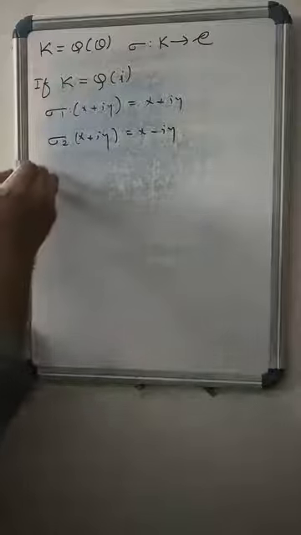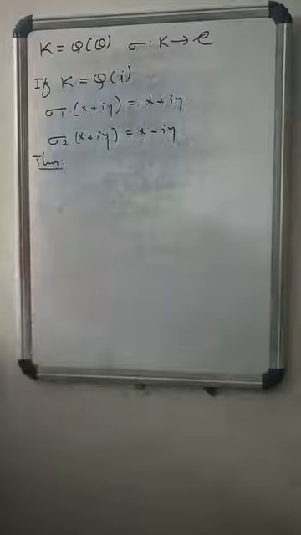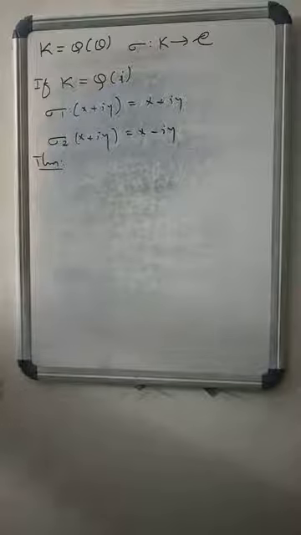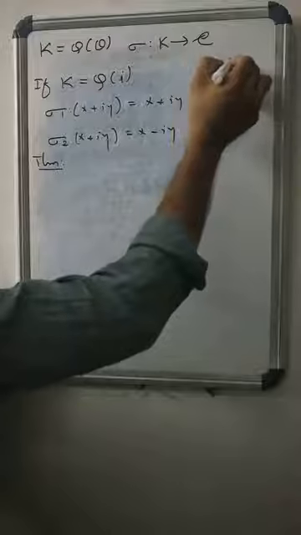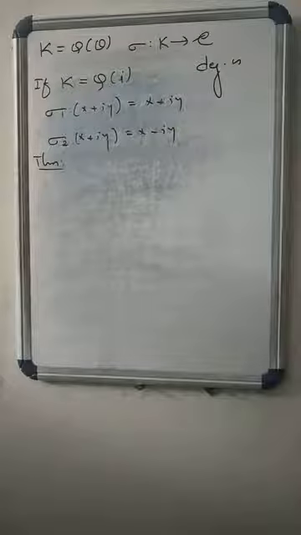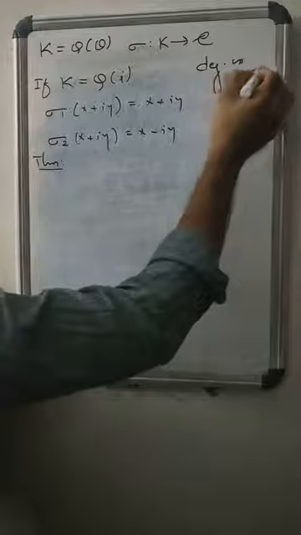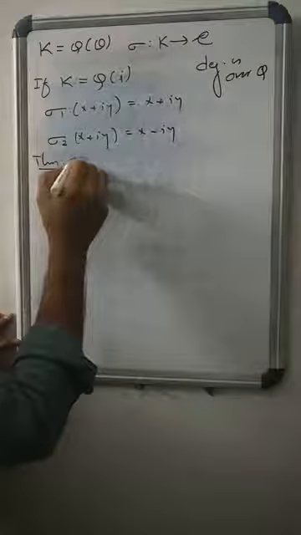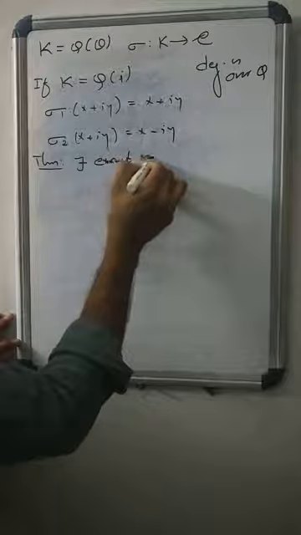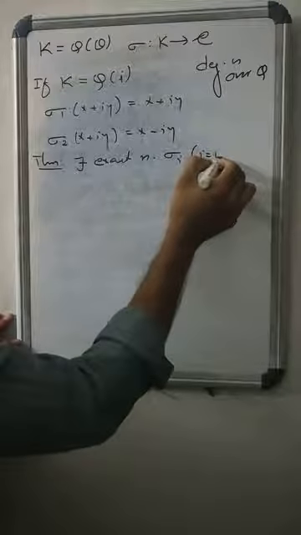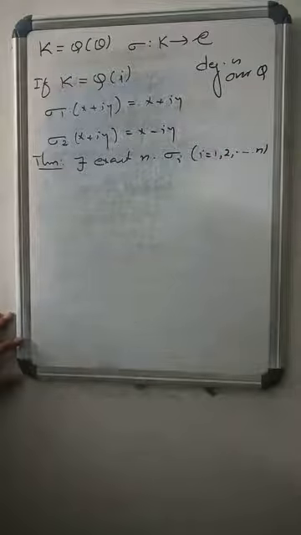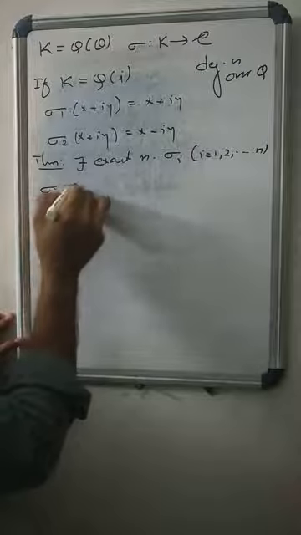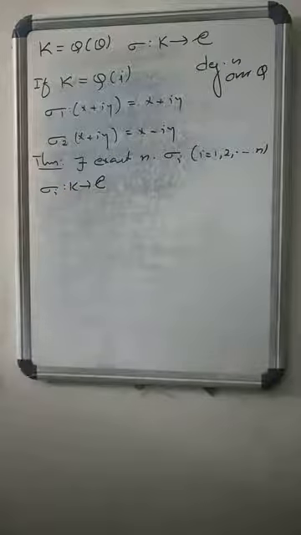Okay. Now let us consider a result. The theorem states that if K equals Q(theta) is a number field of degree n over Q, then there exist exactly n different monomorphisms sigma i, where i equals 1, 2, up to n, from K to C.